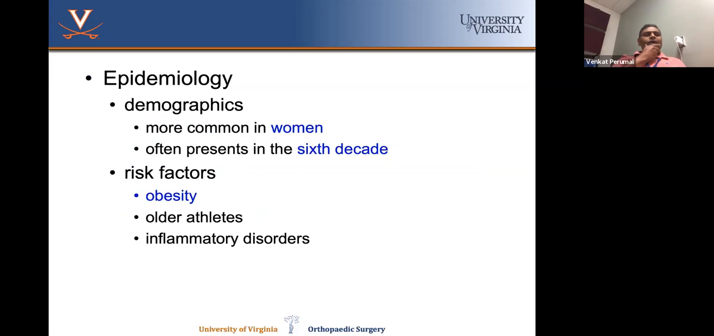Talking about the epidemiology, who gets this tibialis posterior tendon insufficiency? The problem is mostly in women, usually in the fifth and sixth decade. Obesity is one of the main reasons for this tibialis posterior tendon insufficiency. Other causes are inflammatory diseases of the joints as well.